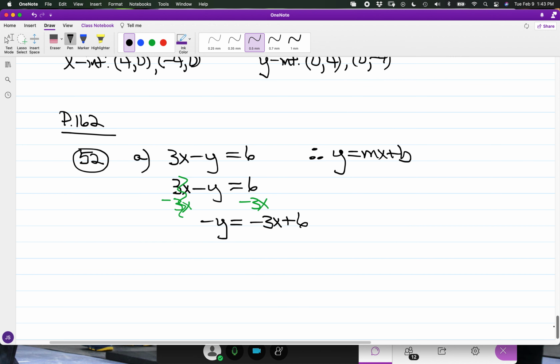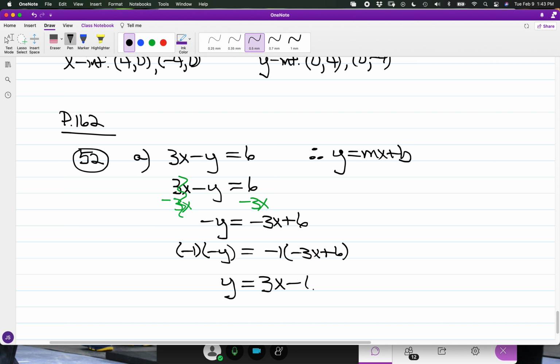You can just change the signs throughout, either by multiplying or dividing by -1, or just mentally changing the signs throughout. In other words, what was negative becomes positive and vice versa. So if I multiply both sides by -1, we have y is equal to 3x minus 6. That is going to be the slope-intercept equation.